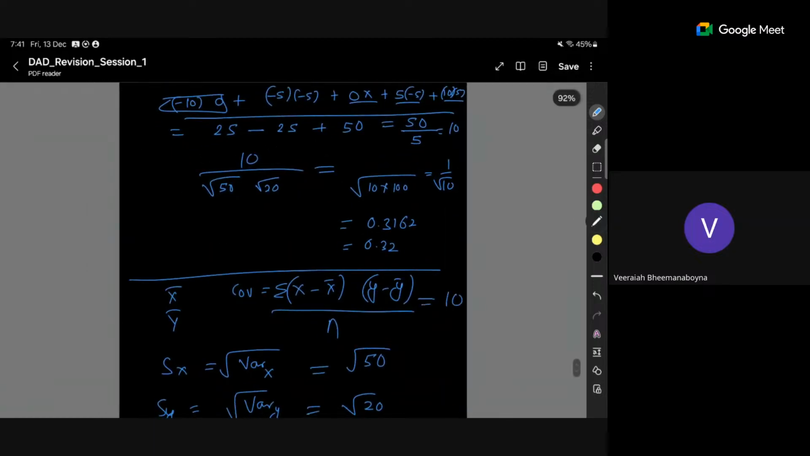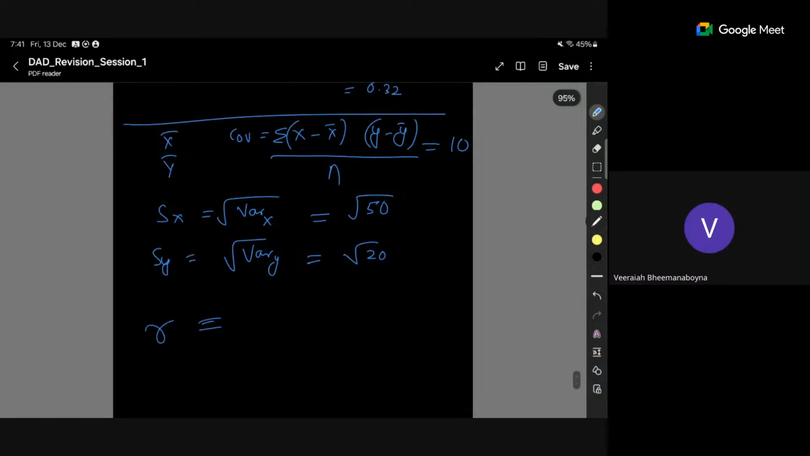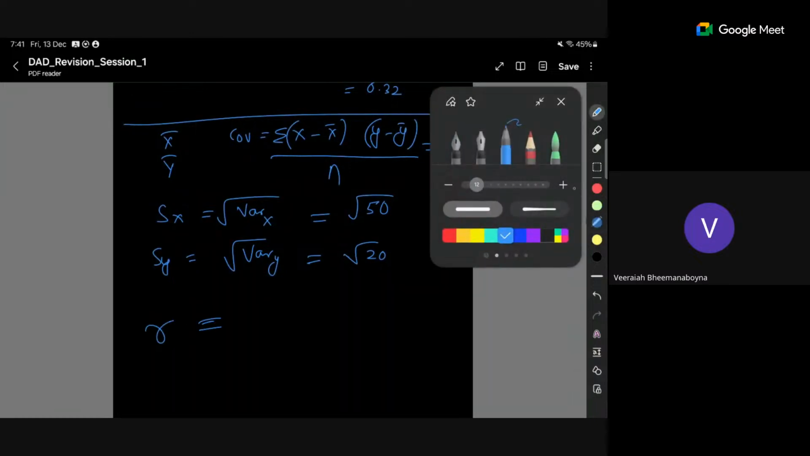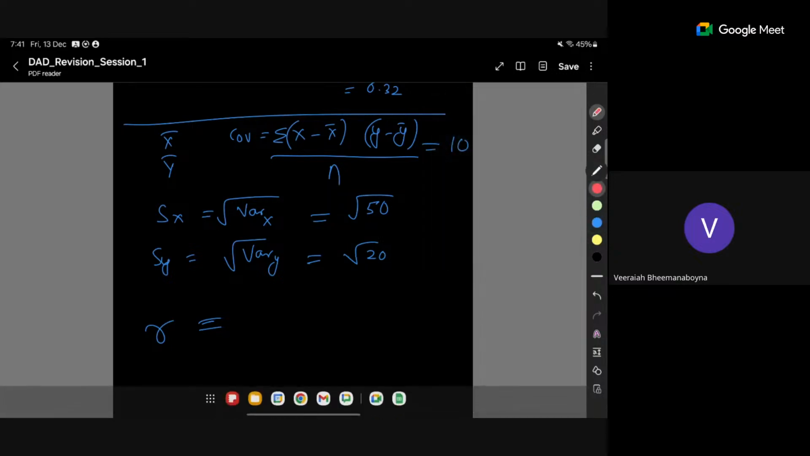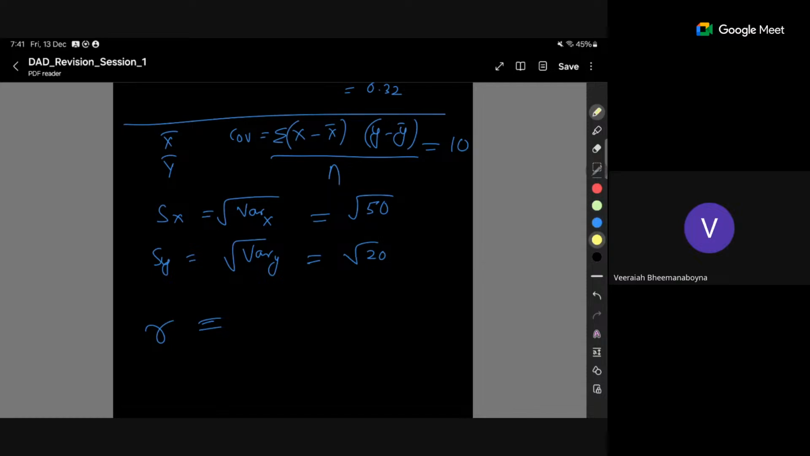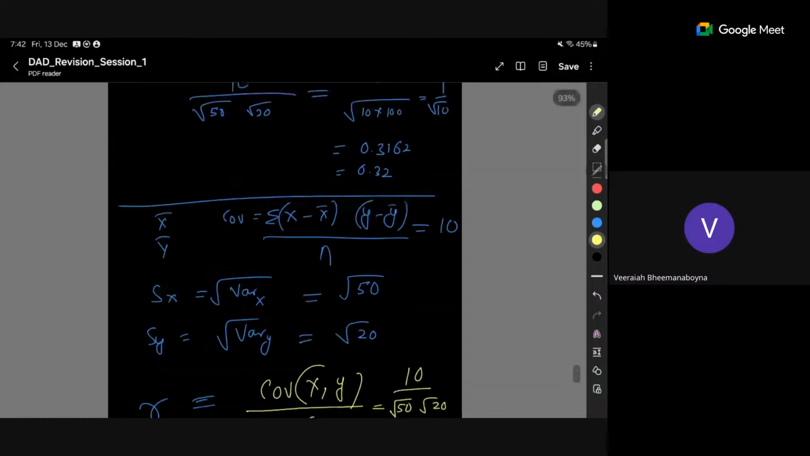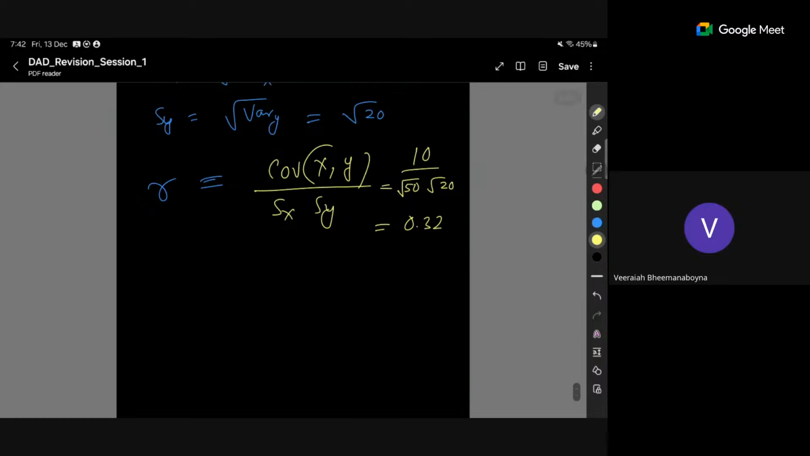Okay, this was 10. And correlation coefficient is covariance of x comma y divided by standard deviation of x, standard deviation of y. So according to that, I did this, root of 50, root of 20. And this came out to be 0.32. Okay, so that's how I figured out the correlation of this.